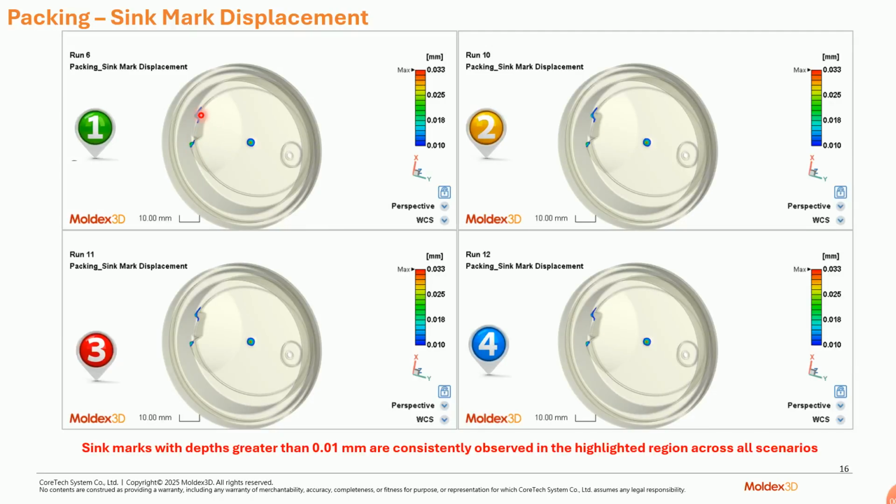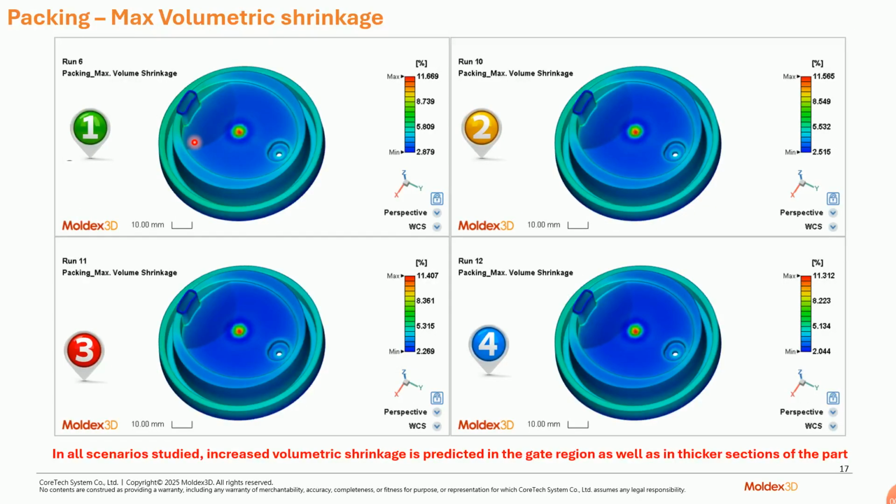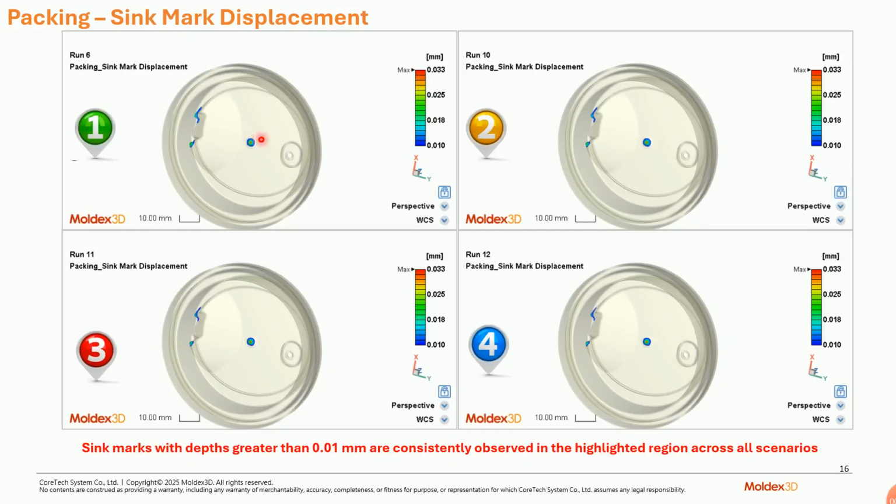In this location also we can expect a sink mark. Then we would like to study the volumetric shrinkage, because the volumetric shrinkage might happen due to uneven wall thickness, cooling efficiency, and process condition. In our case, of course, the gate location is going to experience slightly higher volumetric shrinkage. That's the reason we are getting the sink mark over this particular area.